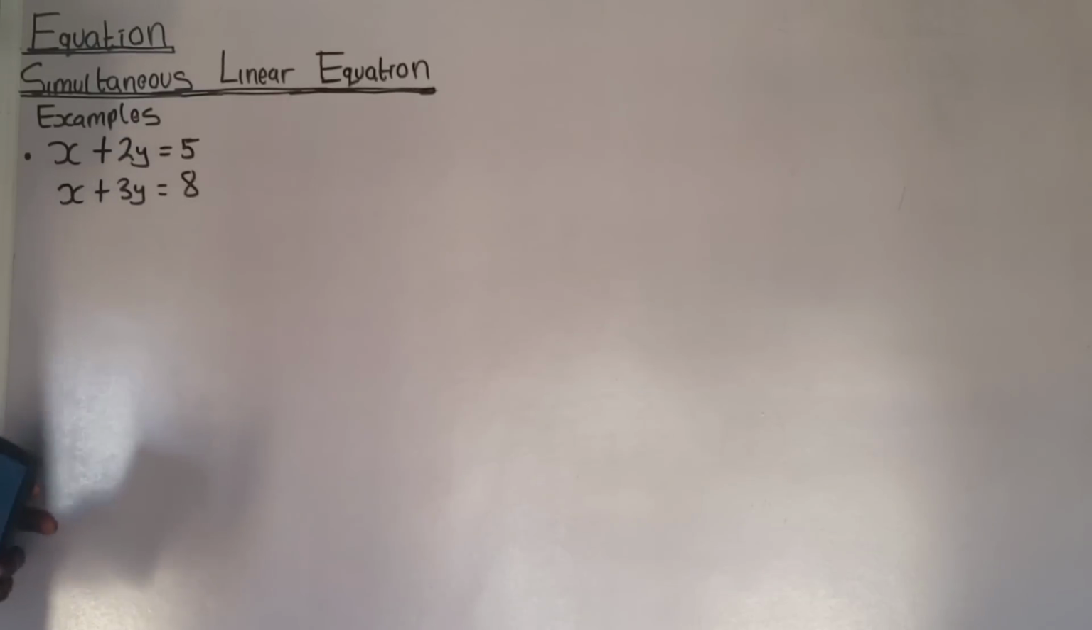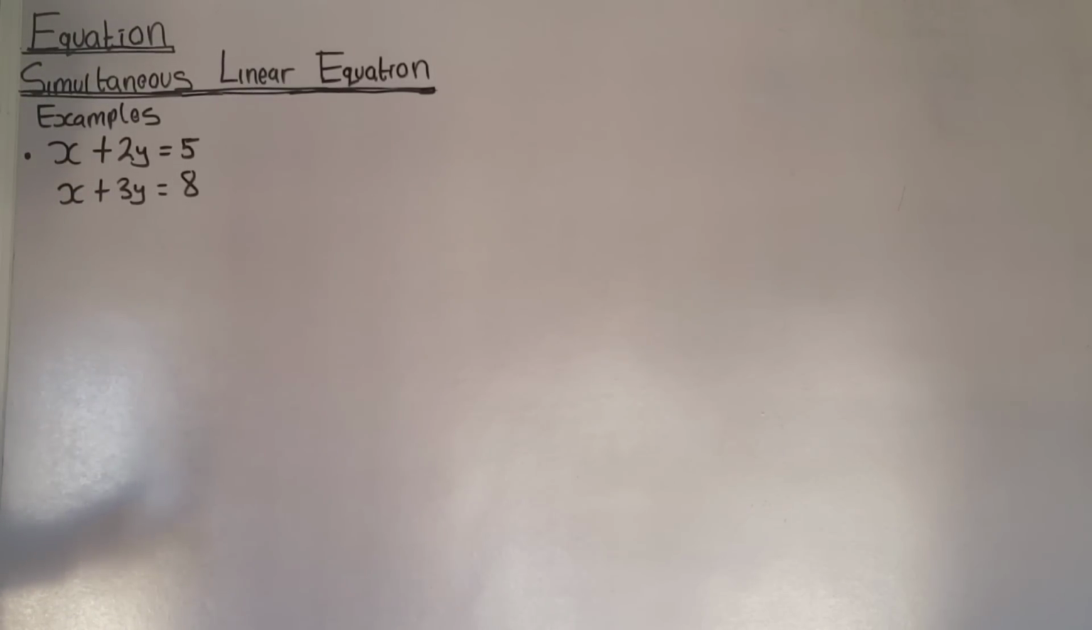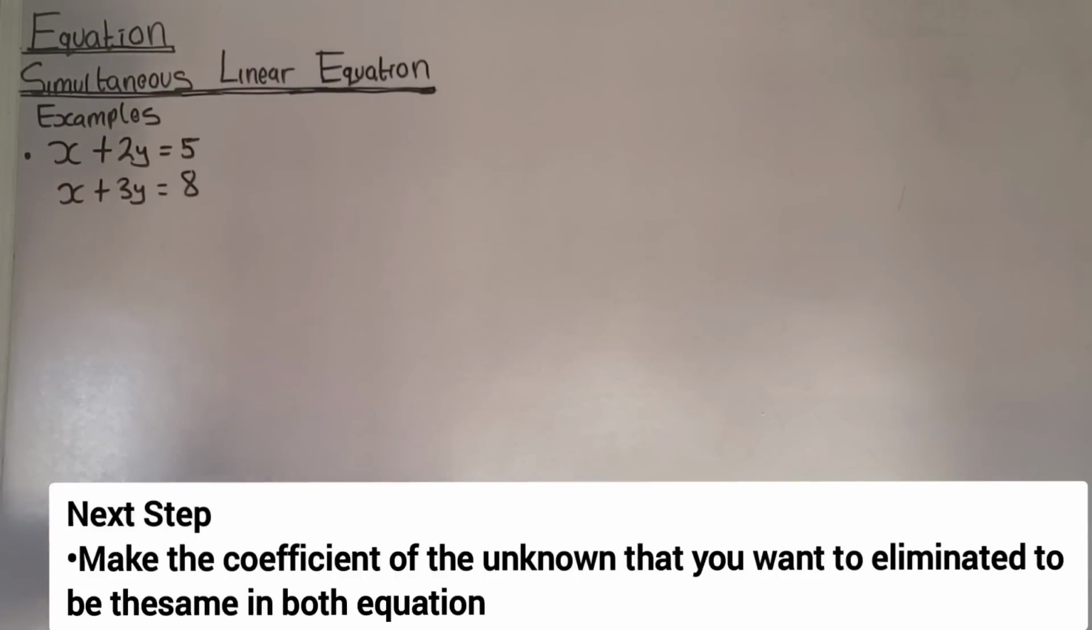We are going to take it step by step, so I need you to pay attention. The first step is that we have to know the unknown that we want to eliminate. We have two unknowns, x and y. Which unknown should we eliminate? That is the first step. Should we eliminate x or should we eliminate y? In this case, I'm going to be eliminating x.